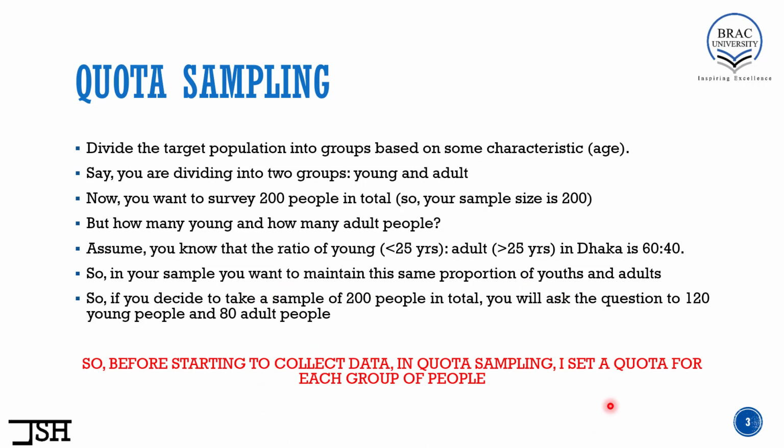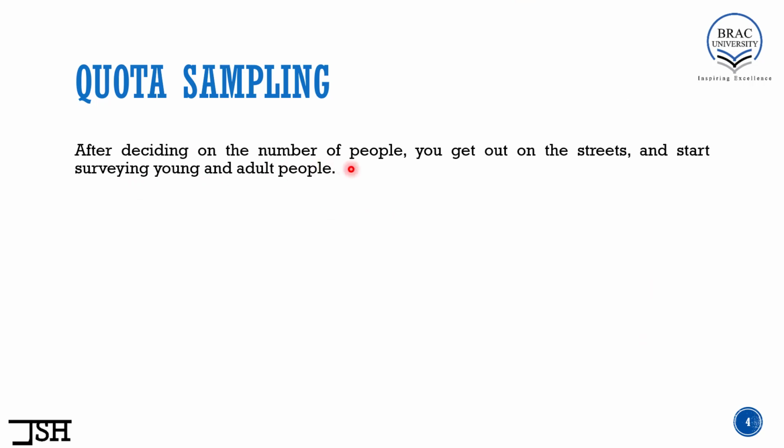So once we have decided on the quota, what is the next step? The next steps are really easy. So all we have to do now is this. After deciding on the number of people in each quota, you get out on the streets and start surveying young and adult people as per your need. So this is the first time we are actually starting to collect data. Till now, we have done all the calculations in our head and decided on the number of people that I'm going to save for each quota.